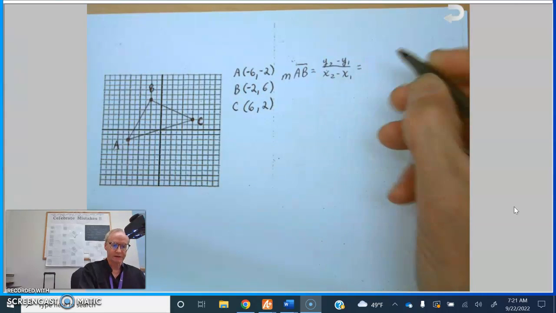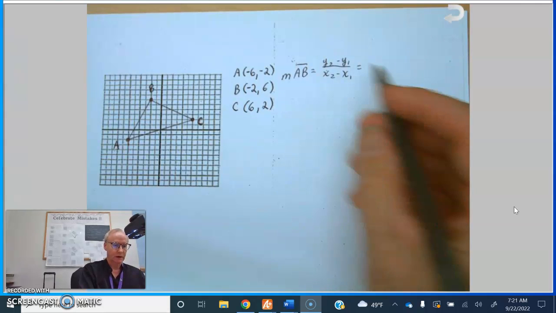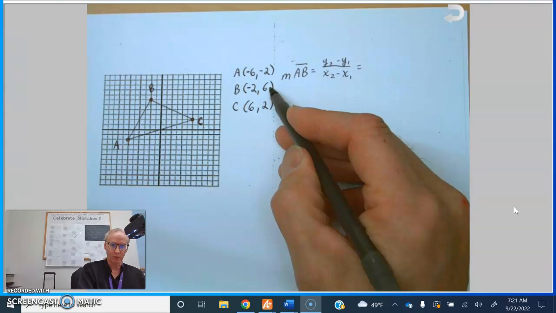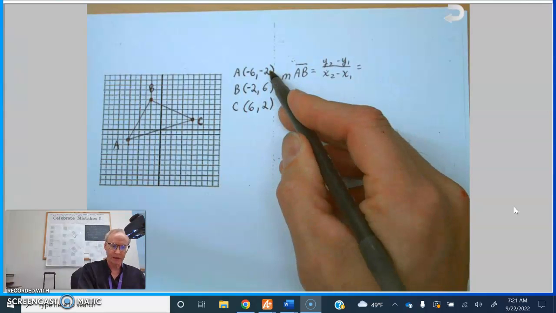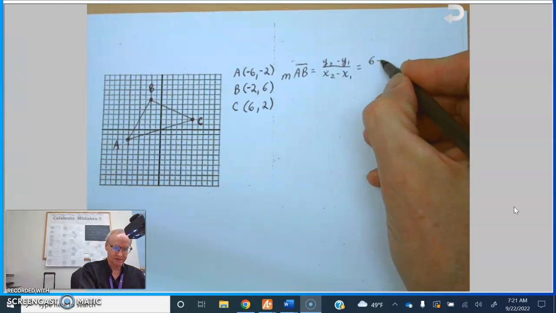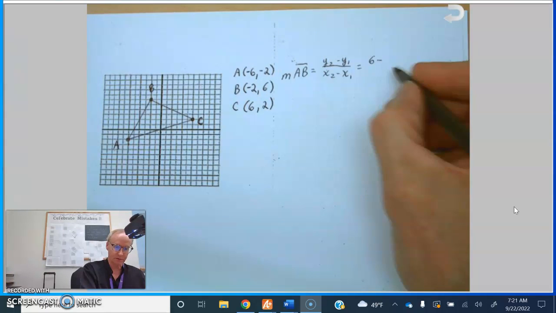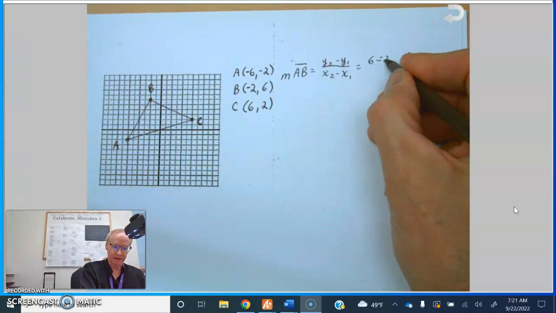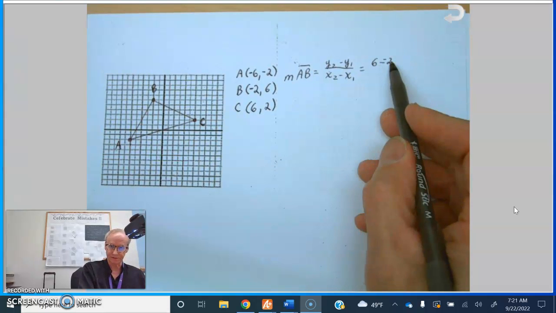Now it's important that you know your subtractions. I'm going to take this y2, which is my second y. This is my first y, so I'm going to subtract them. 6 minus, notice that's a negative 2. That double negative is really 6 plus 2.